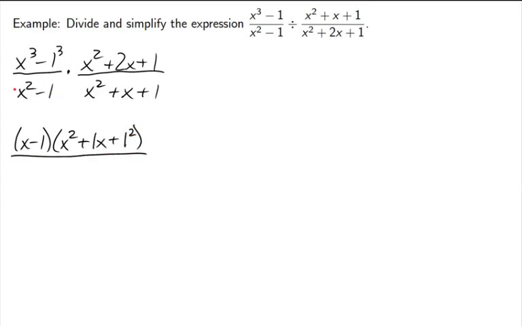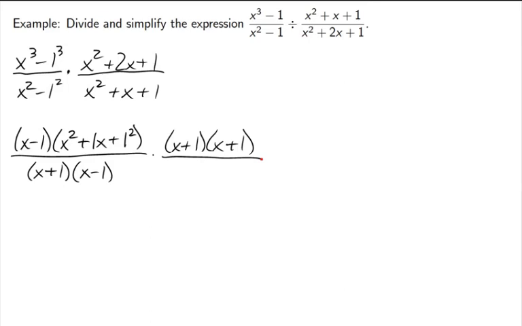The denominator is a difference of squares. This is a squared minus b squared. So we can get a plus b times a minus b. Alright, now, the numerator we can factor easily. I see this as x plus 1 times x plus 1.